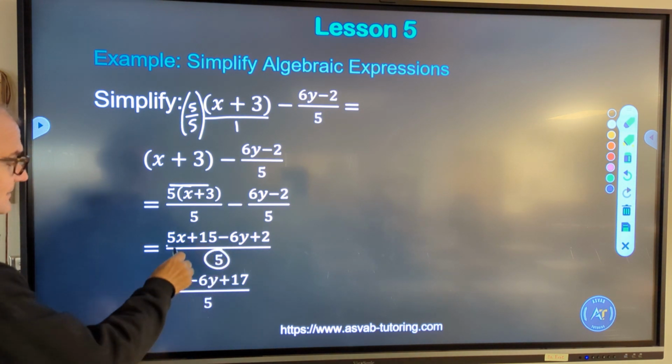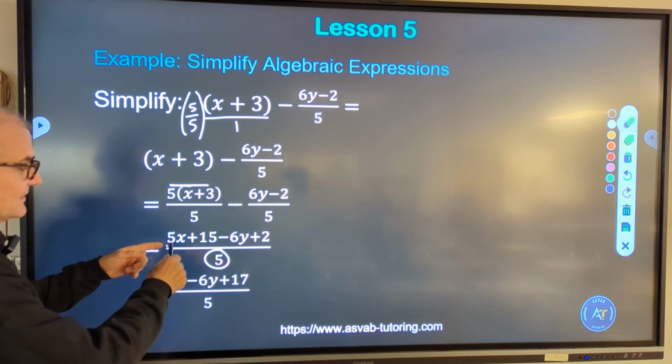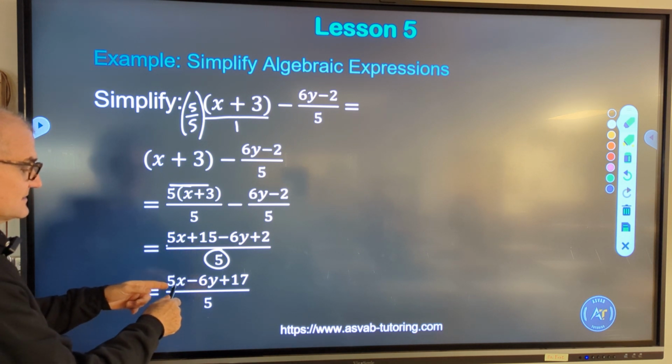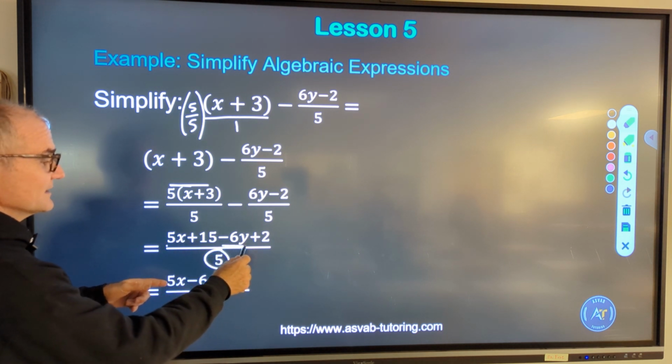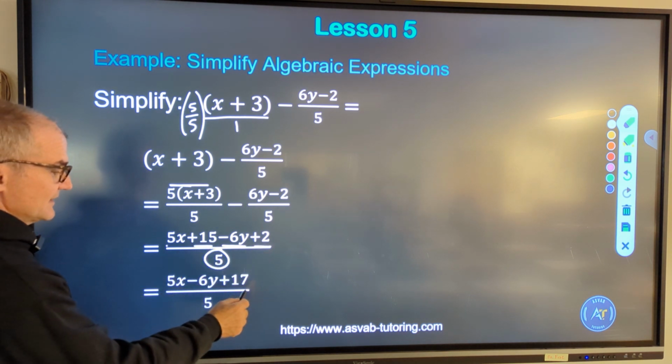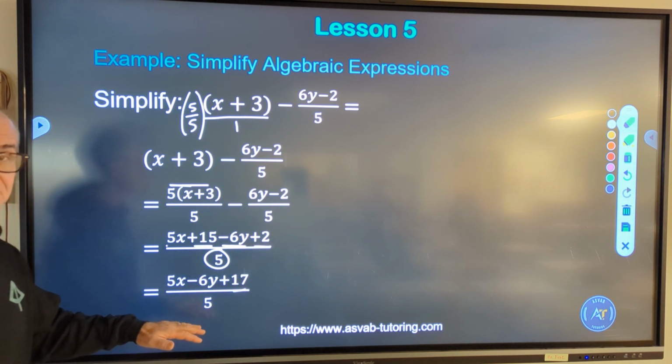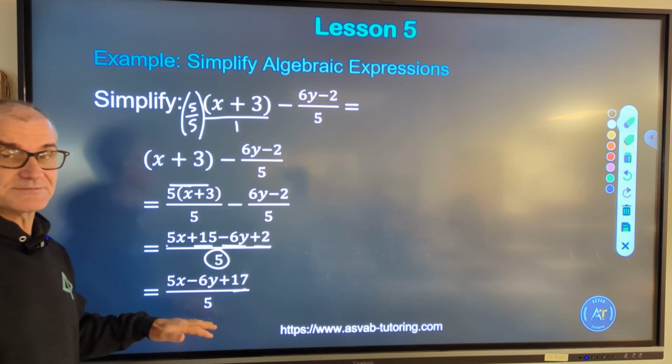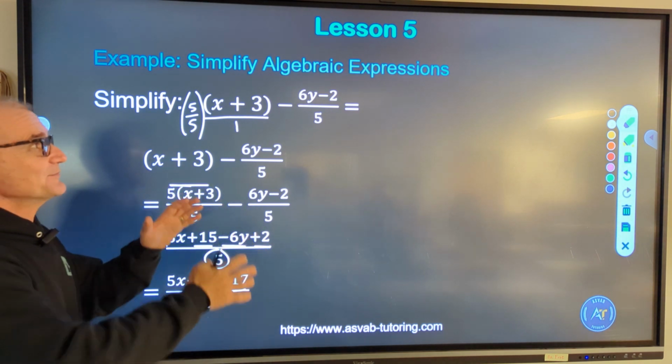And then now I combine similar terms. There's no other x term, so it stays 5x. There's no other y term, so it stays negative 6y. 15 and 2 combine to get 17 over that common denominator of 5. I can't really reduce from there. A lot of moving pieces here.